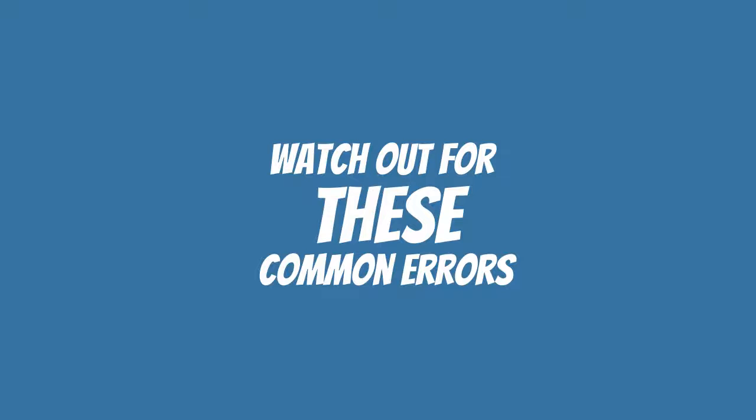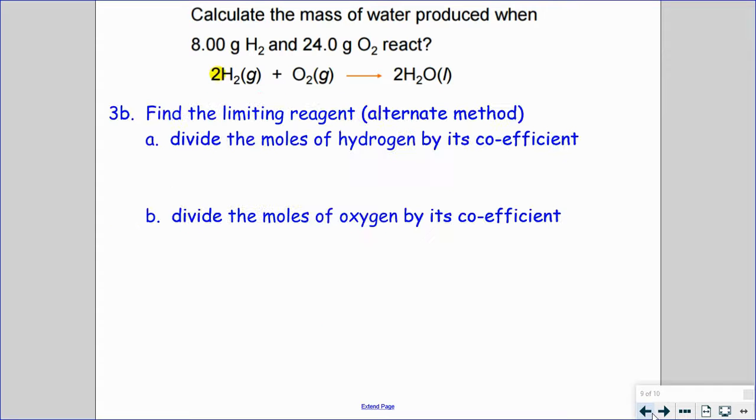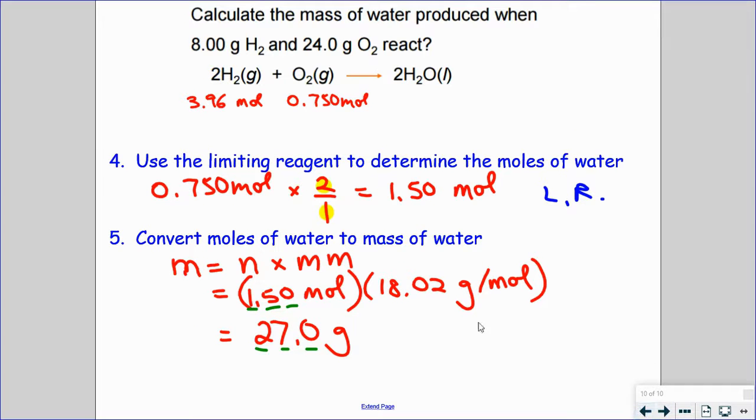One of the things that people often do that is going to lead them to make a mistake is they don't use the proper molar mass. They might be using the molar mass of some of the other reactants instead of the molar mass of water. Another problem that people have when doing limiting reagent questions is they go back here and they use the wrong number to figure out the number of moles of water. They might say that there's 1.98 moles of water or 3.96 moles of water. You have to be very careful and figure out which one's the limiting reagent, oxygen, and use that number to determine the moles of water. It's 0.750 moles times 2 over 1 to give you 1.50 moles of water. Only when you've done all of the above can you get the correct answer for the number of grams of water produced from this reaction.